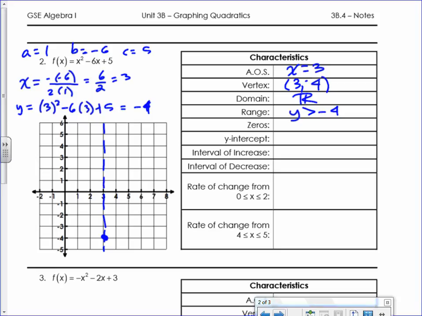What does the x coordinate of the vertex correspond with? It also corresponds with another piece of information we already found: the AOS. So the x coordinate of the vertex tells us what the AOS is, and then the y coordinate of the vertex tells us what the range is going to be. Those are really important facts, so what I just said, you need to find a way to write that down.